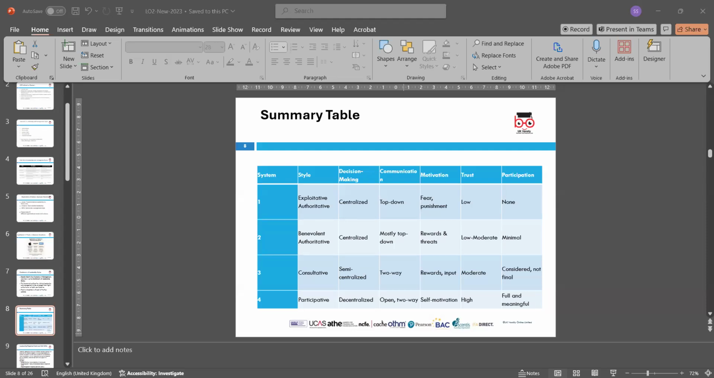Participative, or we can call it a democratic style. It is decentralized and decisions are made collaboratively. So maybe on different levels, managers are given the authority to make decisions. In this case, the communication is mostly two-way, and there is open feedback.